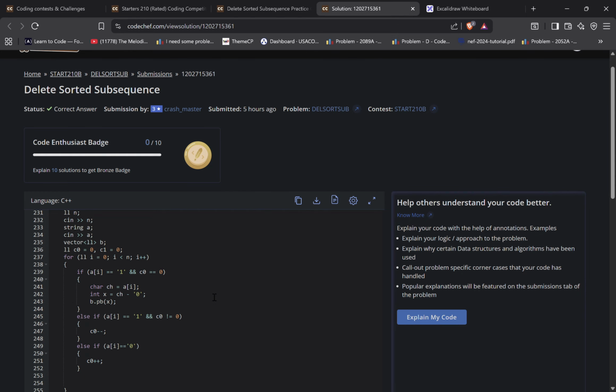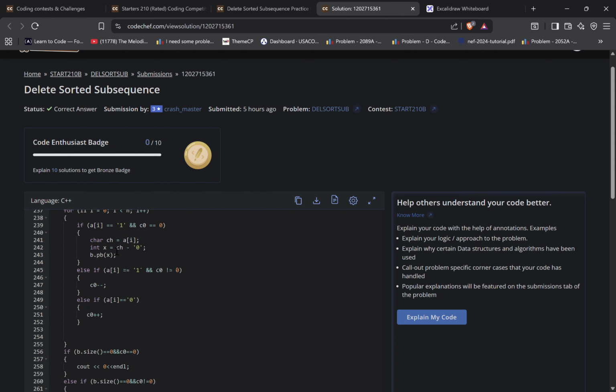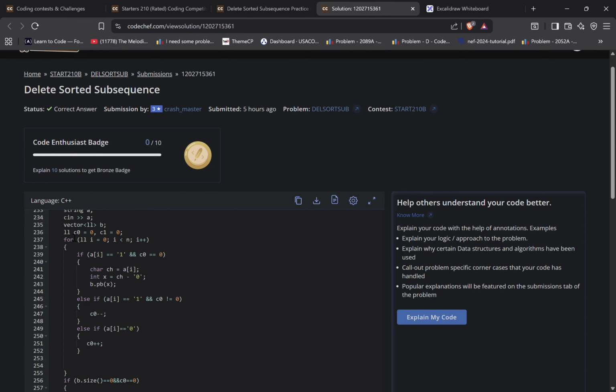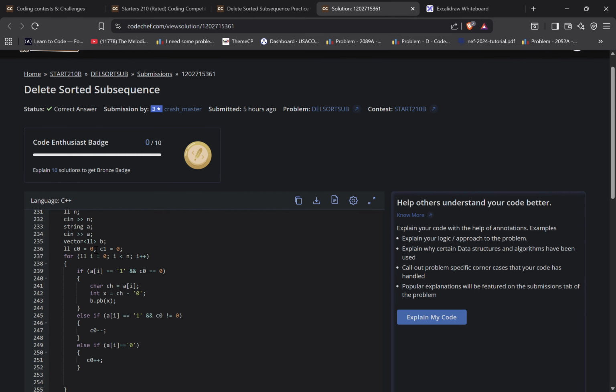Yep, so here it is. LL, CNN, C, N string, and here's a vector. I could have even turned this into a boolean, but yeah. If my current element is a 1 and my number of zeros till now is 0, I'll just simply convert this into a 1. Since this is LL, this is not a character, I'll just convert this into int and then I'll push it back here into LL.